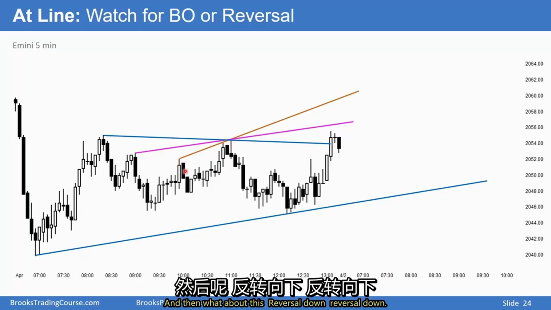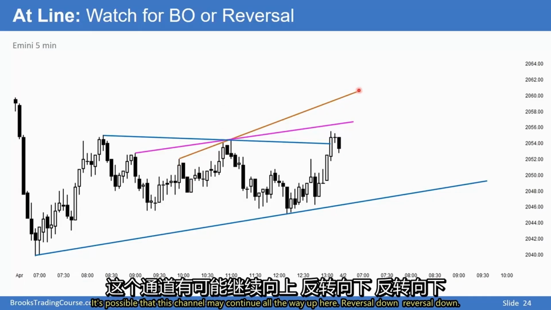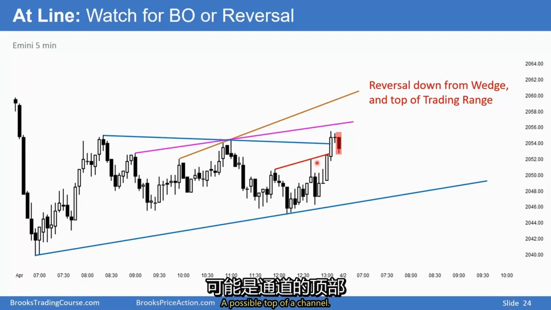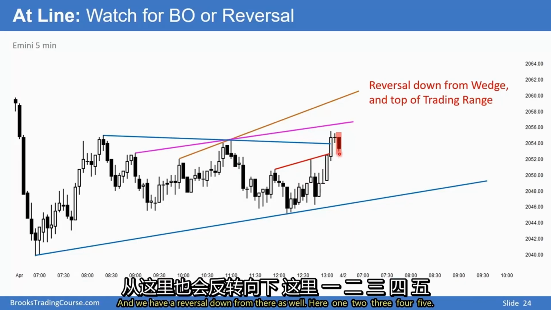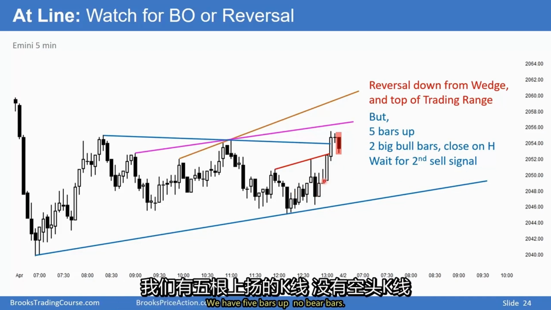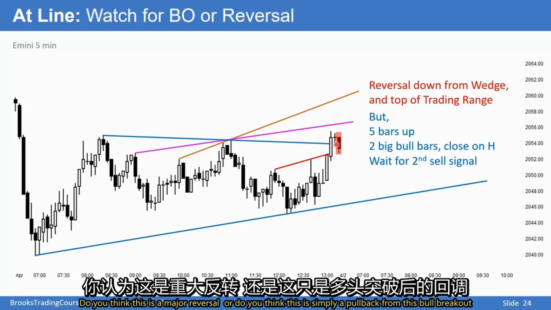And then what about this? Reversal down, reversal down. It's possible that this channel may continue all the way up here. Reversal down, a possible top of a channel. And we have a reversal down from there as well. Here, 1, 2, 3, 4, 5. We have 5 bars up, no bear bars.